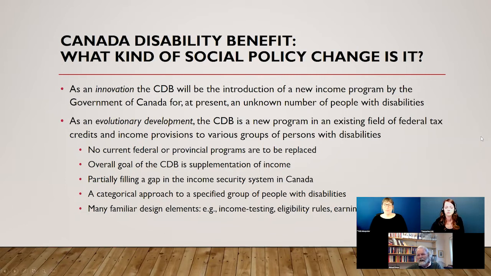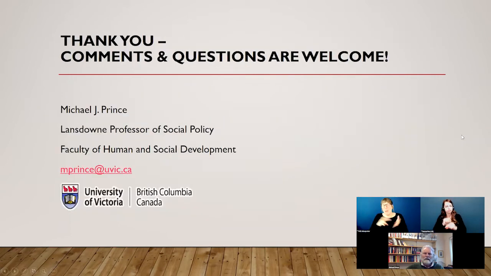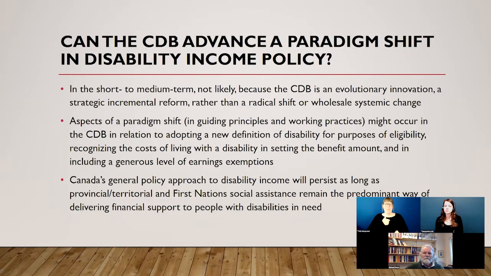Just because it's an evolutionary and not a radical change does not mean that there's not the potential for transformation. And if we go to the next slide, please, I asked, if we go back one, please. Thank you. Here I asked the question, can the Canada Disability Benefit advance what we sometimes call a paradigm shift in disability income policy? And by paradigm shift, we mean a major transformation, a major shift in the way we think about how we support people with disabilities in terms of financial assistance.